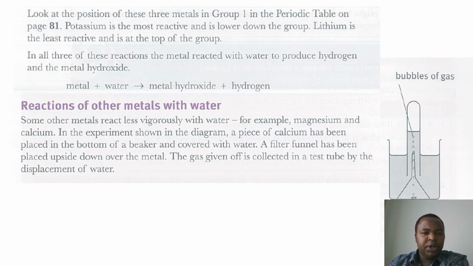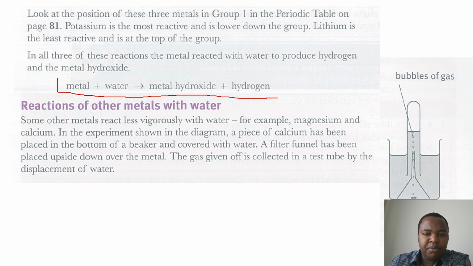Then the next page: potassium is the most reactive and it's lower down the group. I've already talked about this. As you go down the group, the reactivity of group 1 metals increases. The general equation of the reaction is that metals react with water to form metal hydroxide plus hydrogen gas. Metal hydroxides are alkaline solutions. So if you test the pH of the solution that is left behind when these metals react with water, you find that the pH is alkaline.